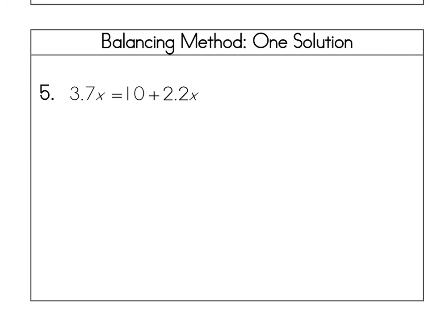All right, 4 down, 2 more to go. So number 5, we need to use a balancing method, and we should end up with one solution. So let's jump right in.